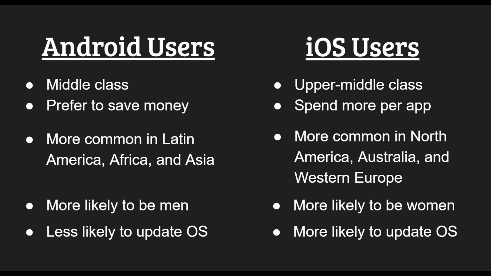iOS users are more likely to be women, and Android users are more likely to be men. If you're designing an app meant to be used by men, you might want to build your app for Android. Alternatively, you might want to develop specifically for iOS if your target audience is women.